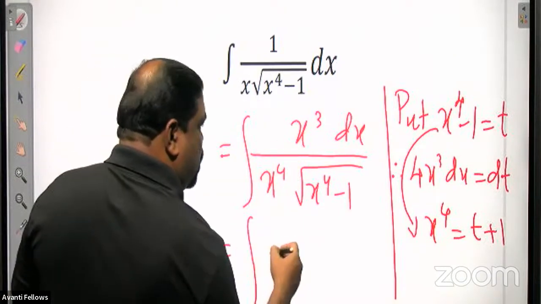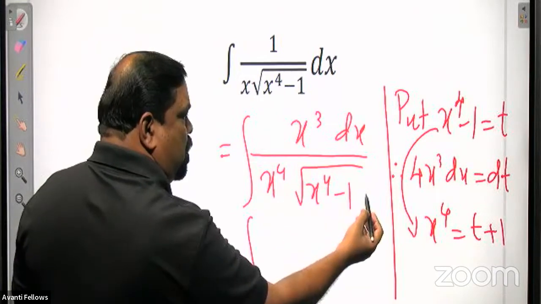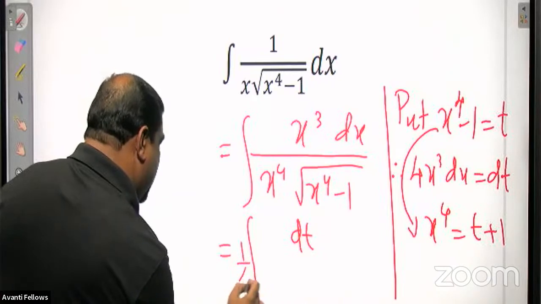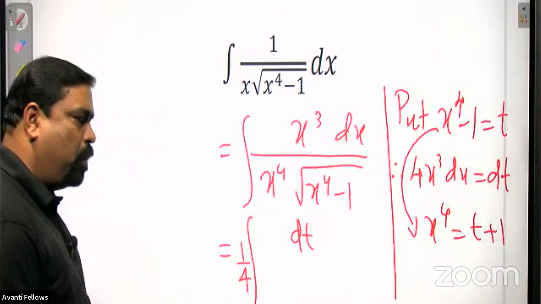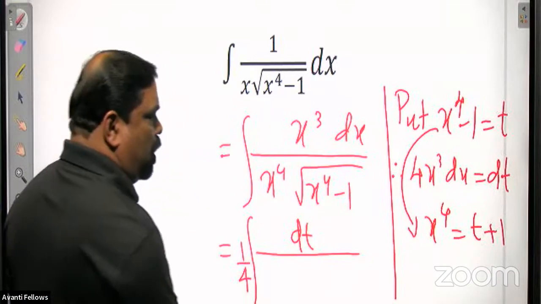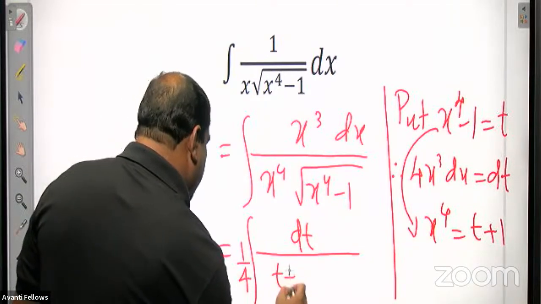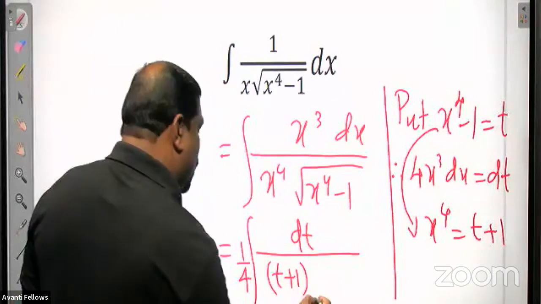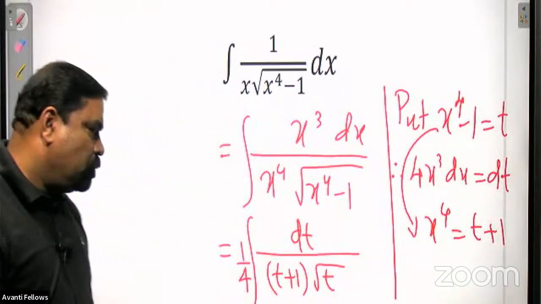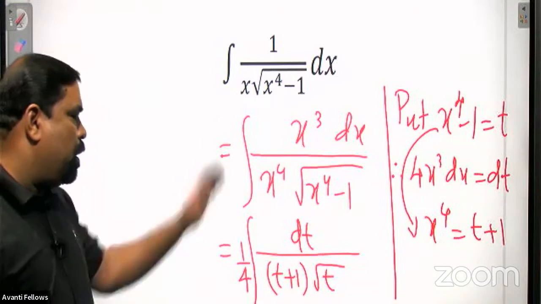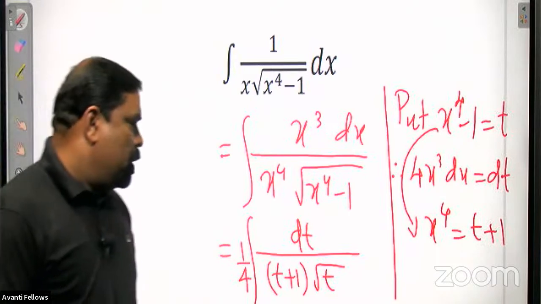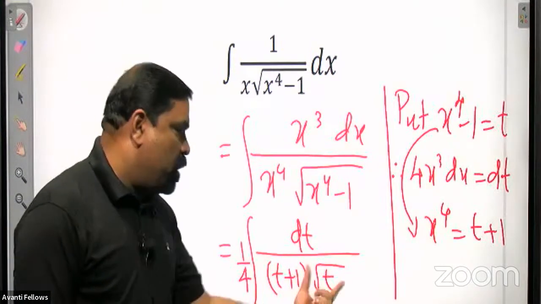Then x cube dx is dt by 4, so 1 by 4 we take outside the integral. dt by 4 divided by x raised to 4, that is t plus 1, into root t. So the integral reduces in this way: dt upon t plus 1 into root t.